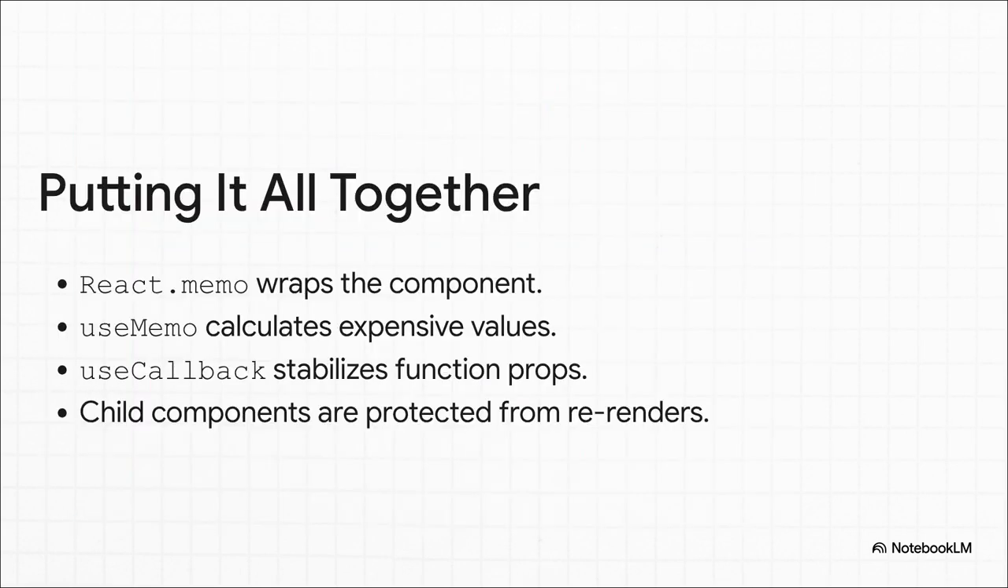So here's where the magic happens, when you put them all together. You start by wrapping your component, say a user list, in React.memo. That's your shield. Then, in the parent component that's rendering it, you use useMemo for any complex data you're passing down, and you use useCallback for any functions. You see how they work together? This three-part strategy gives your child components maximum protection.